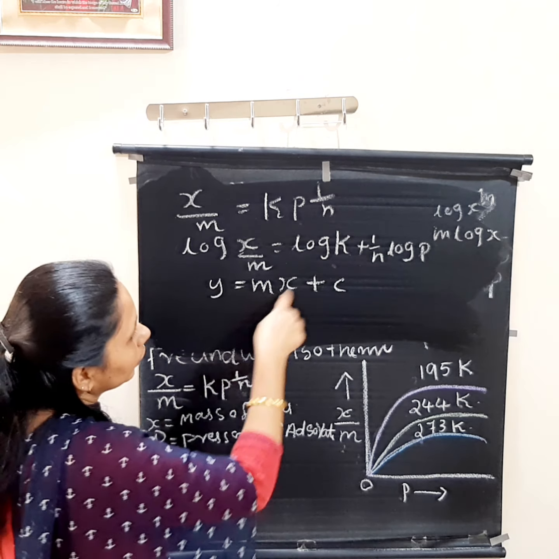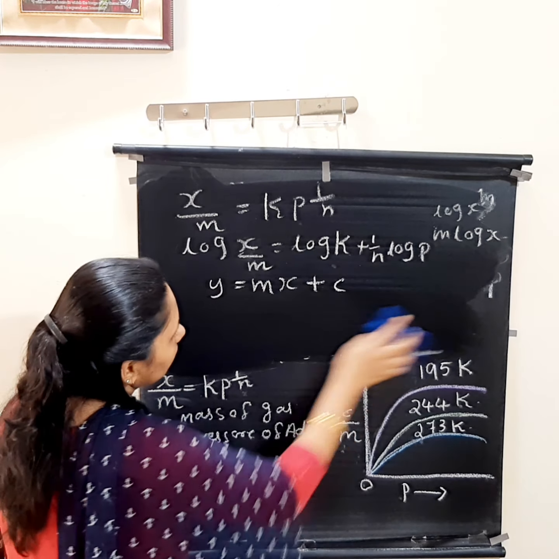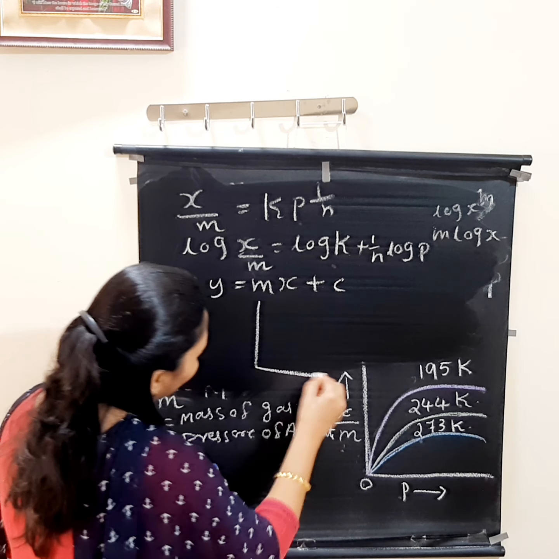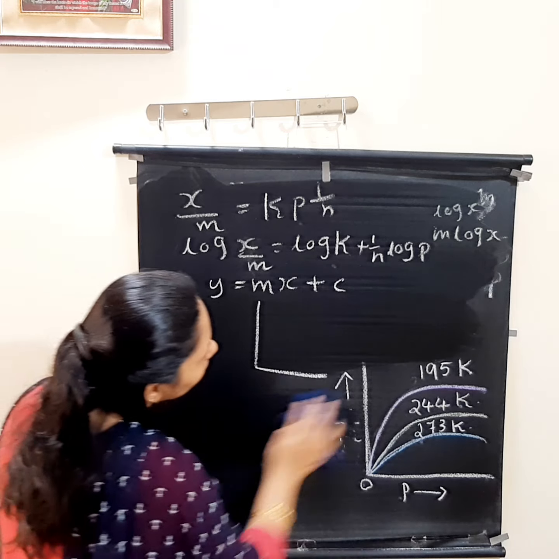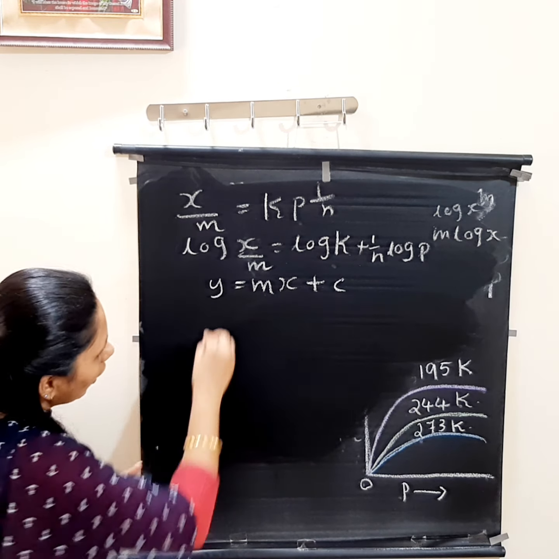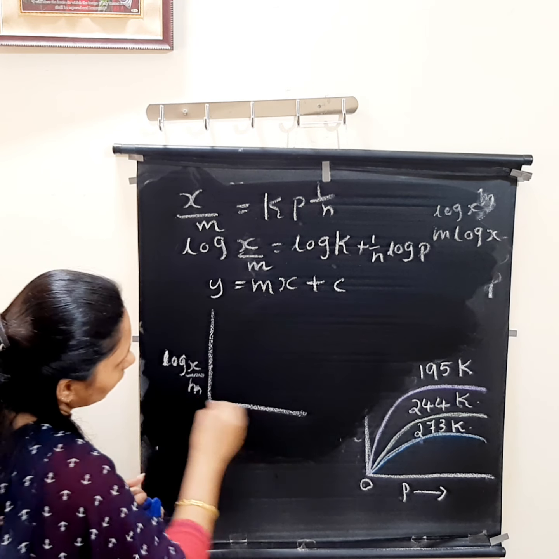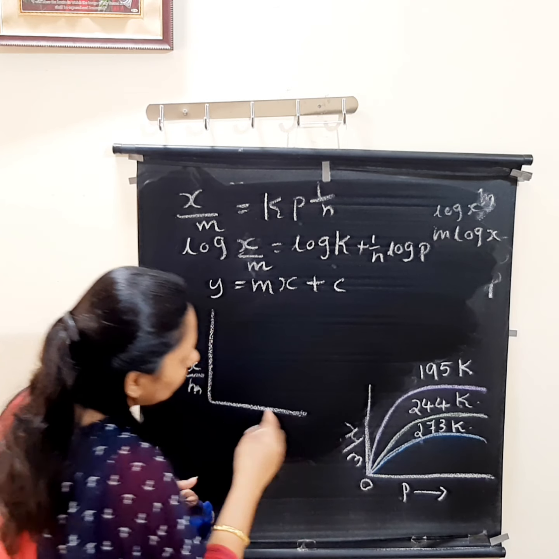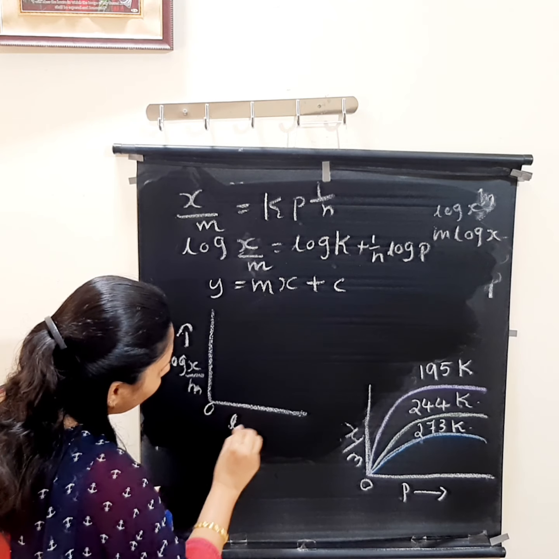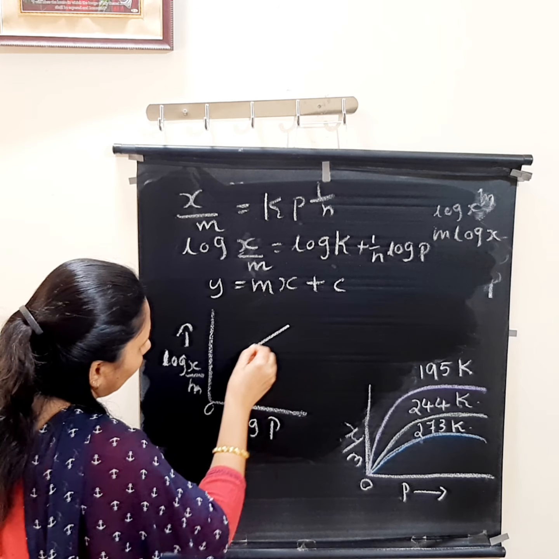Same, no? y equal to mx plus c. Then Freundlich plots this one: a plot of log x by m, in place of x by m, against log p. Then he got a straight line like this.